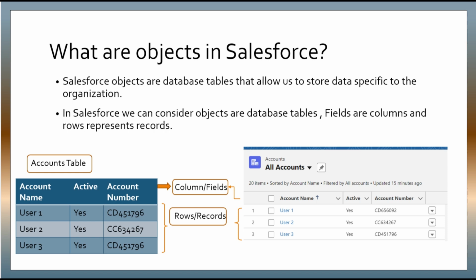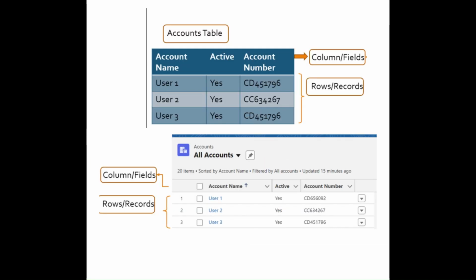Let's see what are objects in Salesforce. In Salesforce, objects are database tables that store data related to our organization. To understand clearly, we can compare objects to a sheet in Excel. Fields are similar to the columns in the table, and records are similar to rows in the table.